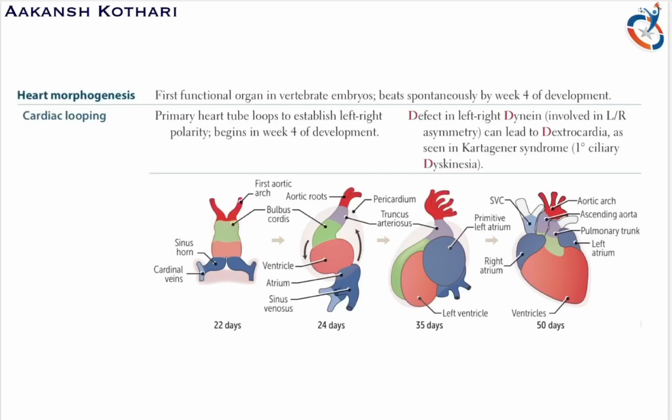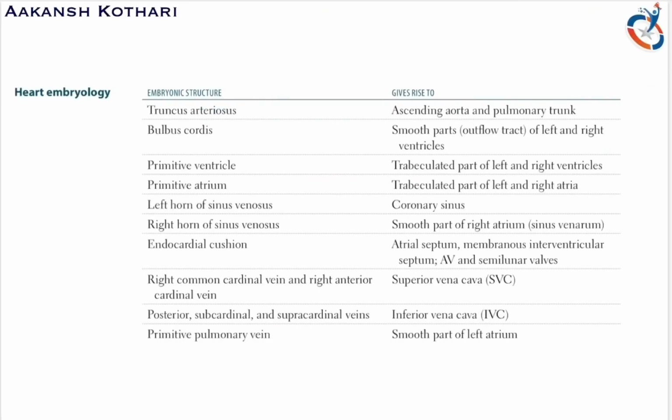This is the bulbus cordis. This is the truncus arteriosus. Okay. These are the cardinal veins. This is the sinus horn. The sinus horn gives rise to sinus venosus, which further gives rise to multiple different kinds of structures in the heart. So what are those structures? These are the embryonic structures which give rise to these structures in the actual heart.